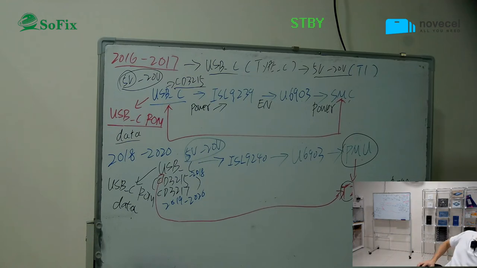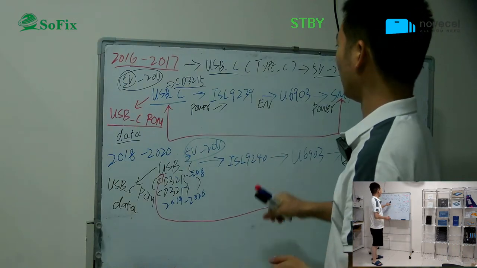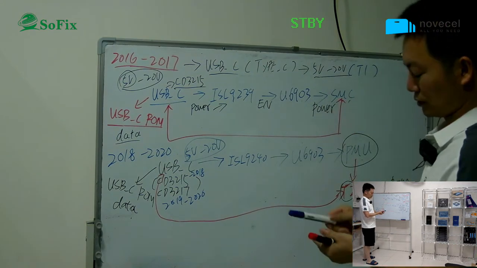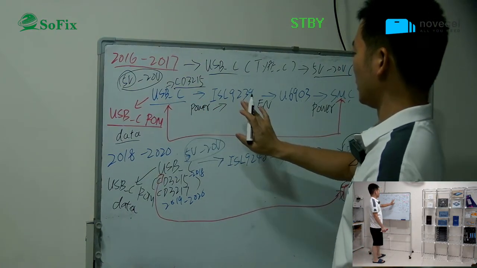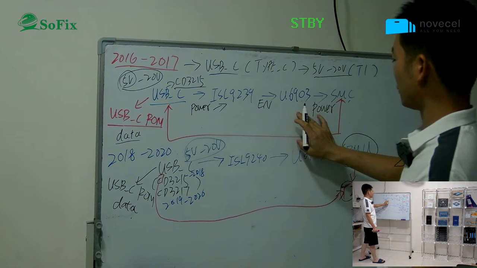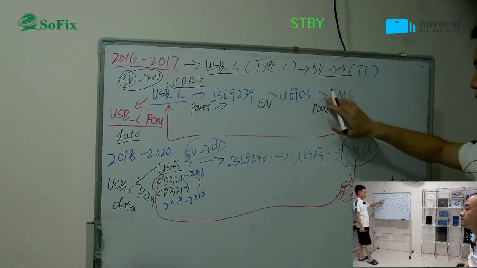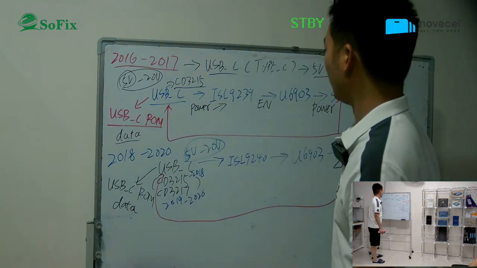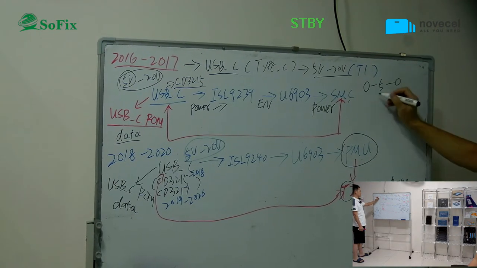So now I'll tell you how to quickly find a problem about the T1 and the T2. Okay? The 5 volt, or just the 5 voltage. So you can see, you check the USB-C, charger IC, and the U6903 is normal. They also check the SMC is working normally. So maybe the problem is the USB-C ROM. The USB-C ROM damage shows like this: zero, then 5 volt, then zero. Okay, up and down.